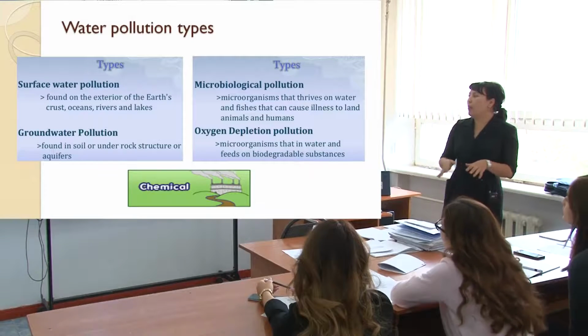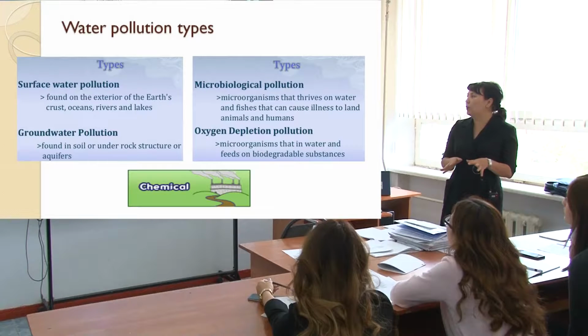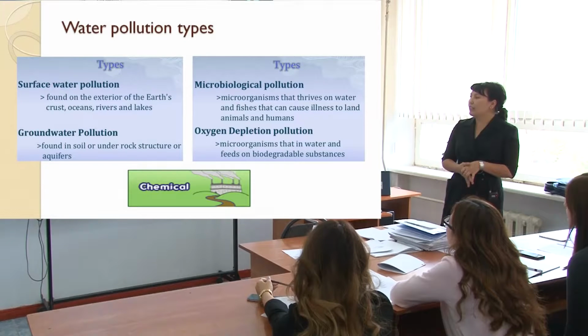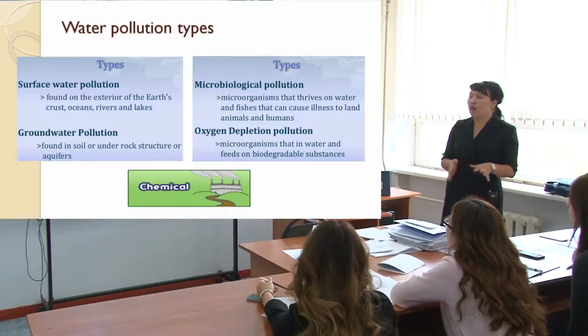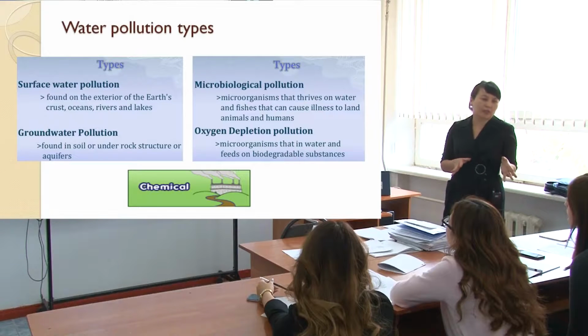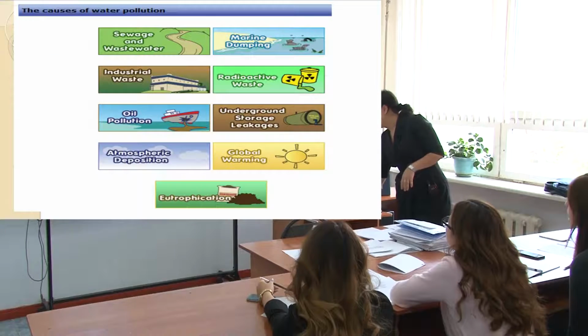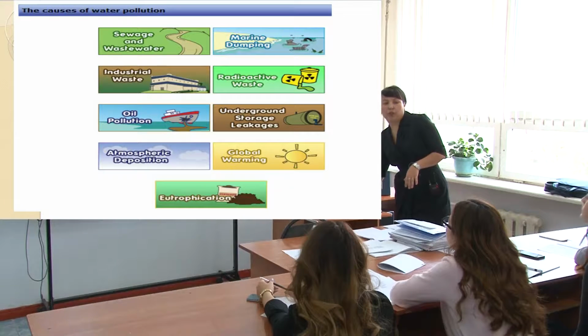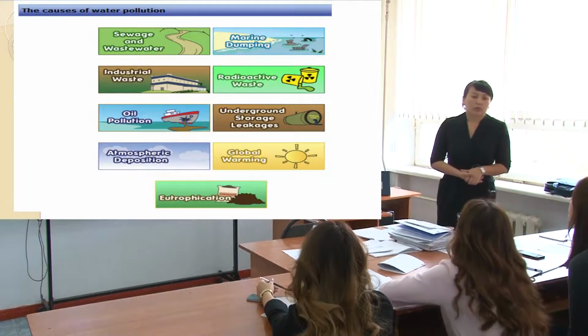Microbiological pollution: microorganisms that live in water and can cause illness to land animals and humans. And next, oxygen depletion pollution: microorganisms in water that feed on biodegradable substances. Okay. What causes water pollution?